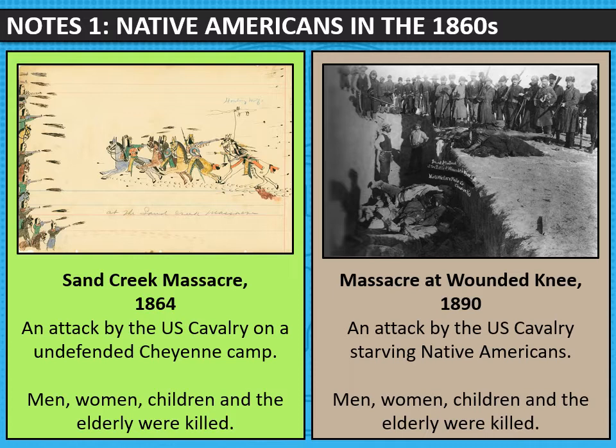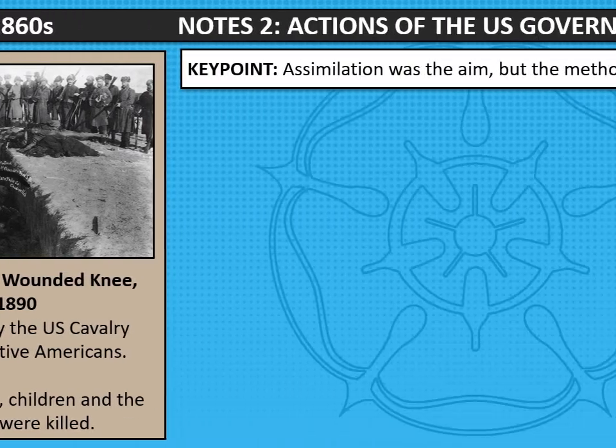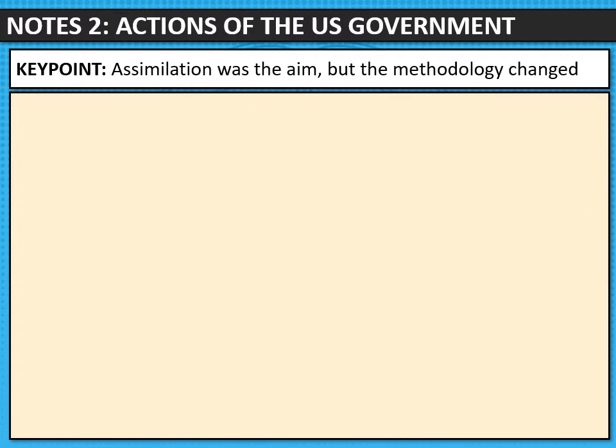The situation of these Plains Indians, therefore, was increasingly dire in the late 19th century. What do the actions of the US government tell us? Well, the key point here is that assimilation was the aim, but the methodology to achieve this does change. The first attempt at assimilation is seen in Reservation Policy from 1871.